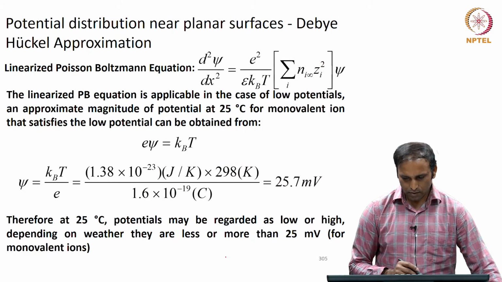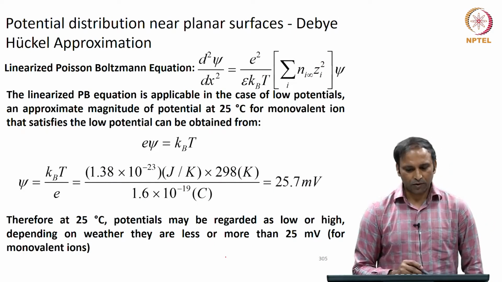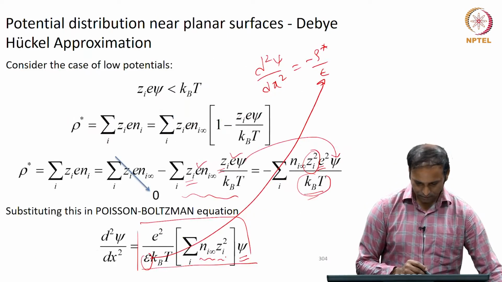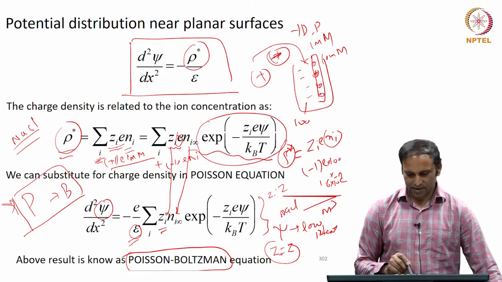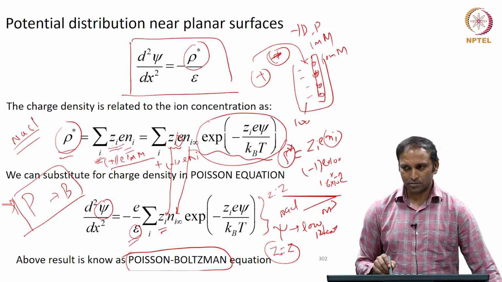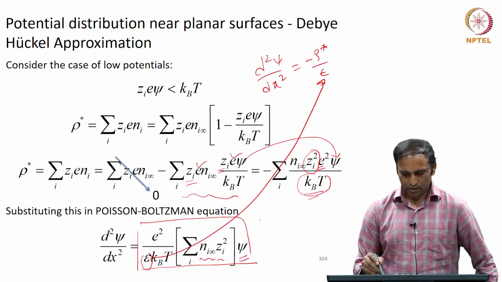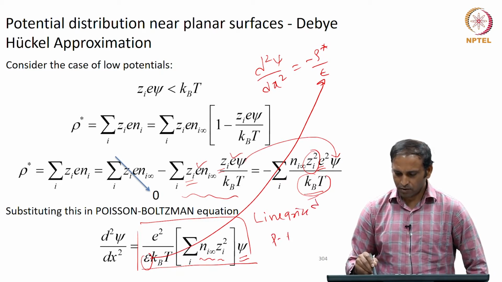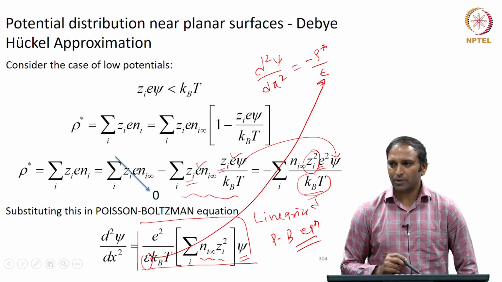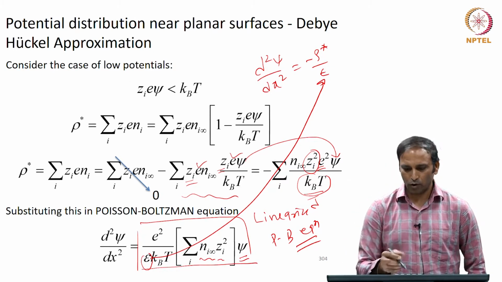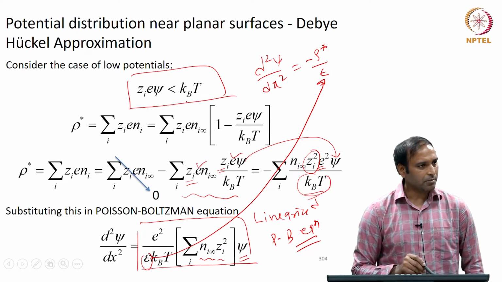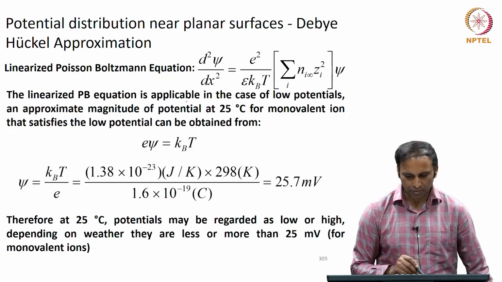Now let us think a little bit about this expression. I said the earlier expression is the Poisson-Boltzmann equation. Now this expression is what is called the linearized Poisson-Boltzmann equation, which is applicable only for the case of low potential. What do I mean by low potential? Zi E times psi must be much less than kBT. Now you can put in some appropriate numbers.